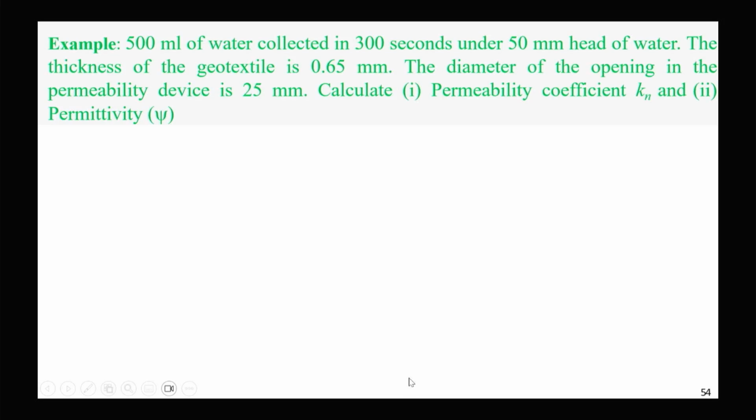Now let us try to solve a numerical. 500 milliliter of water is collected in 300 seconds under 50 millimeter head of water. The thickness of the geotextile is 0.65 millimeter. The diameter of the opening in the permeability device is 25 millimeter. From there we can calculate the area of the flow. Calculate the permeability coefficient Kn and the permittivity.